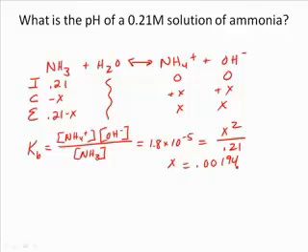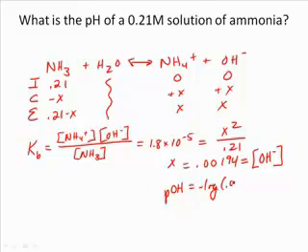0.00194. Okay, and now remember here, my x is not my hydronium, but it's my hydroxide. So several ways I can use this. I'll just do my pOH is going to be the negative log of 0.00194. And so that's going to be 2.71. And if I subtract that from 14, that gives me a pH of 11.29.